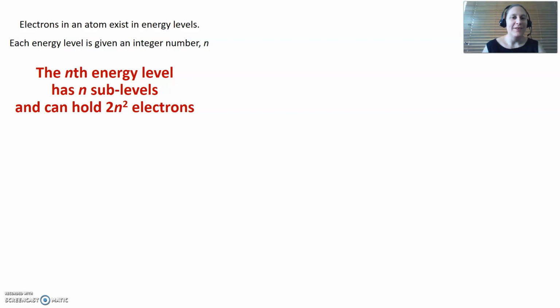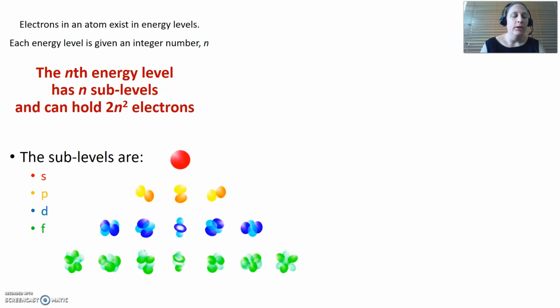Before we delve a bit deeper, what is a sublevel? There are 4 different types of sublevels that we deal with in chemistry. They've all got different shapes. So we've got the s orbital, which is round, the p orbitals, which are dumbbell shaped, the d orbitals, which have more complicated shapes with usually 4 lobes, and then the f orbitals, which are really complicated.